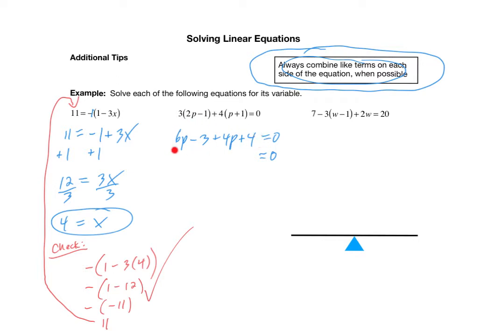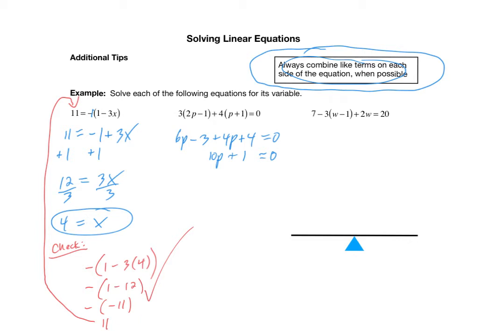So let's focus on combining the like terms here. We've got 6p plus 4p is 10p. And then if you subtract 3 and add 4, that's the same thing as adding a total of 1. So notice I did not do anything to both sides. It's not like we added 1 to both sides and divided both sides by 3. Here we just simply combined the like terms.